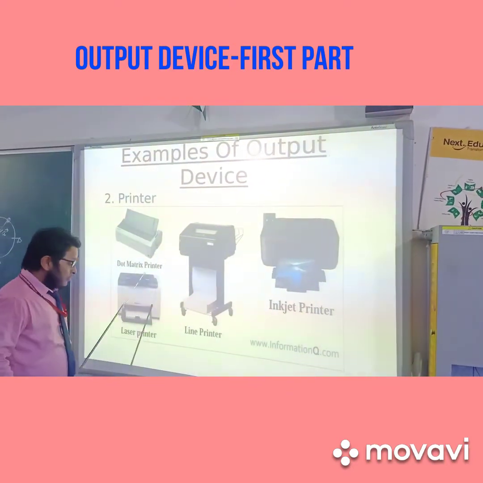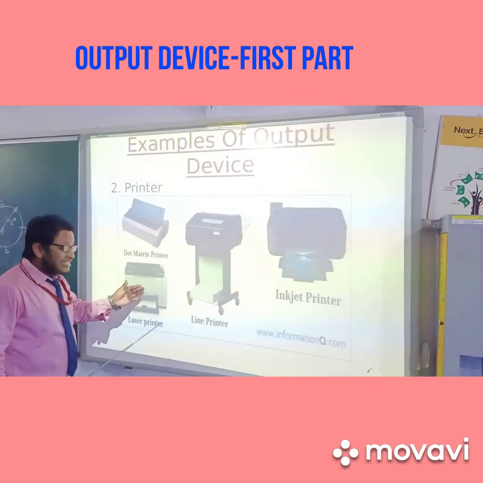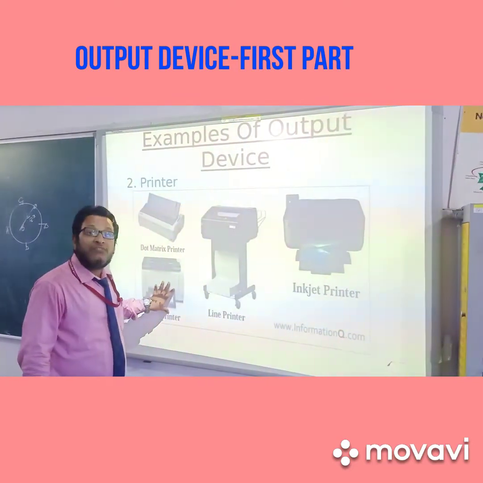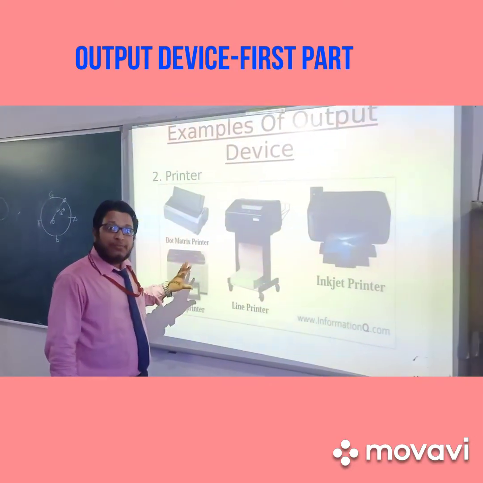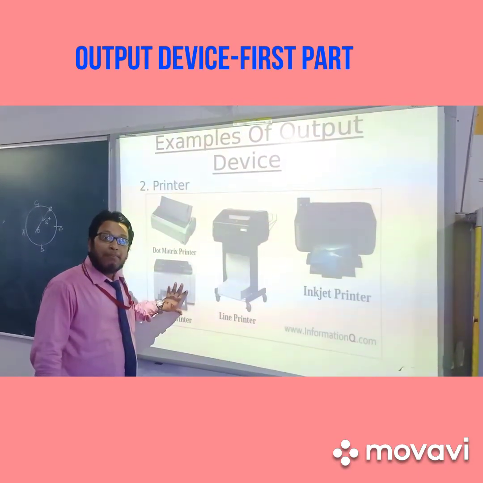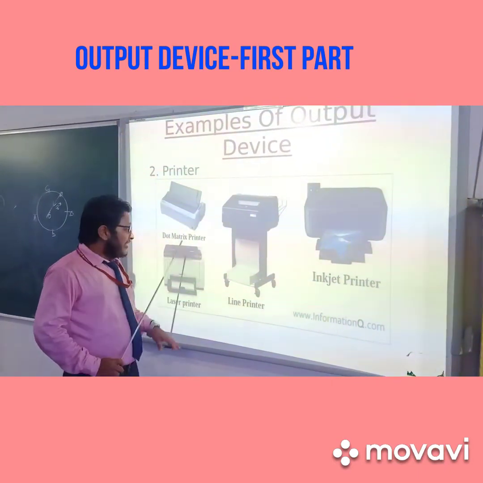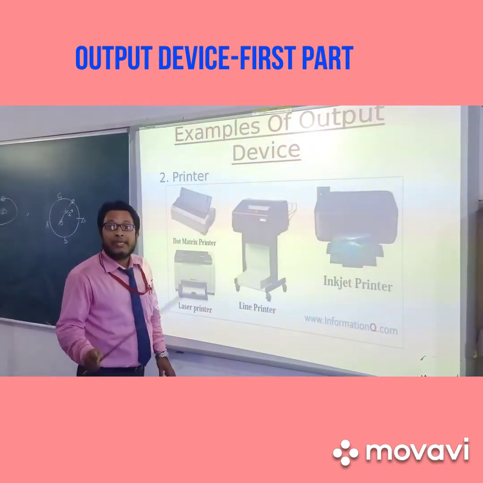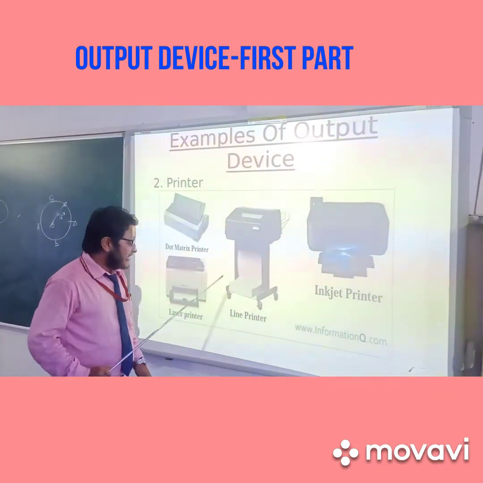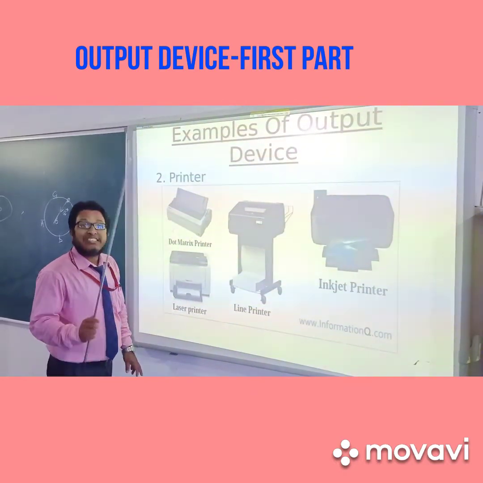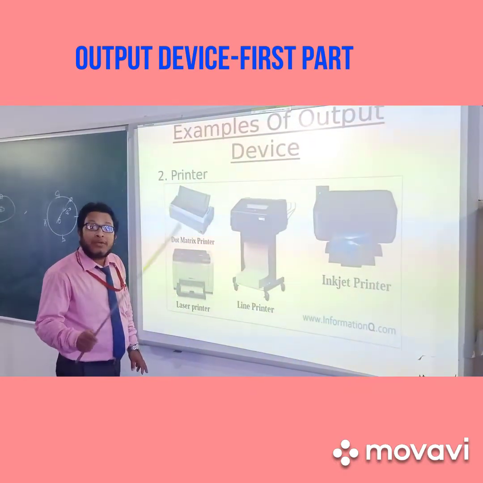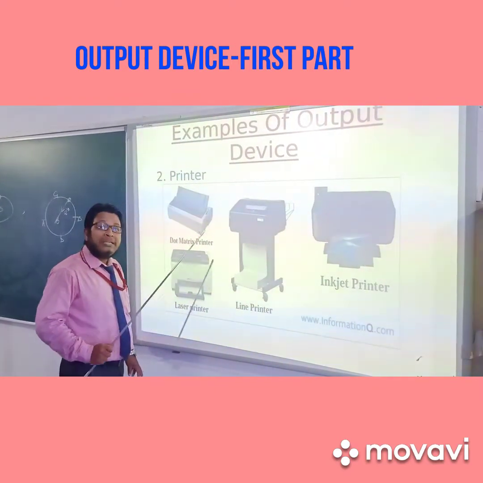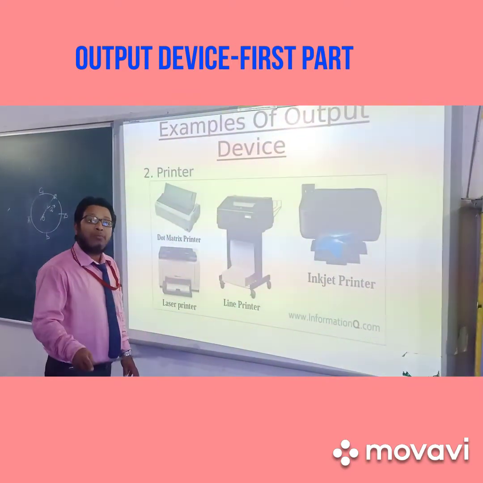Next, come to the laser printer. This is the most demanding printer. Why? Because its speed is very high. Its speed is also PPM, pages per minute, but it gives an output of 6 to 20 pages per minute. That means in 1 minute you can make a maximum of 20 pages, minimum 6 pages.